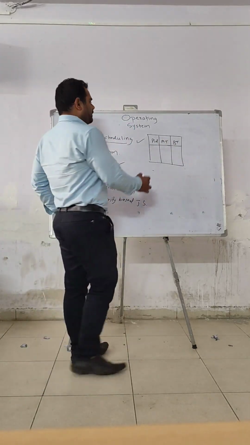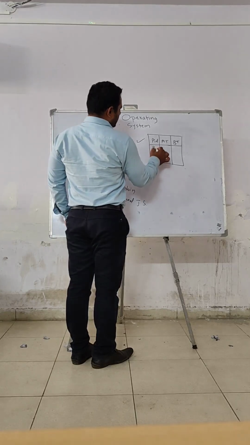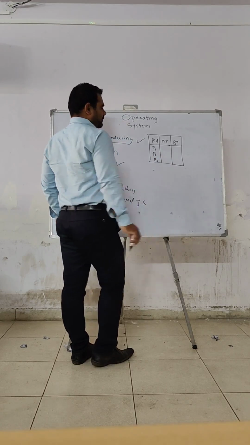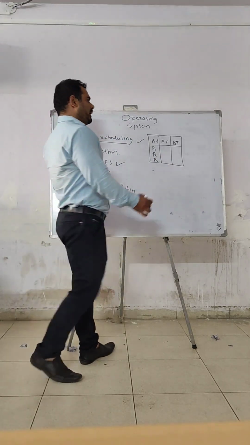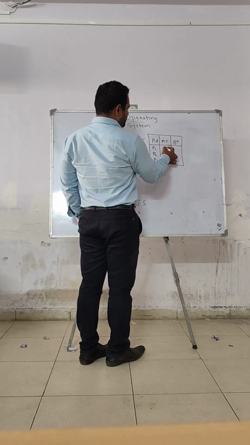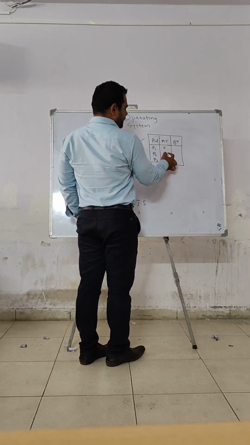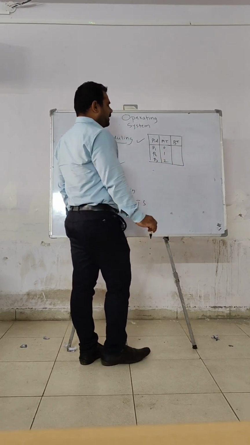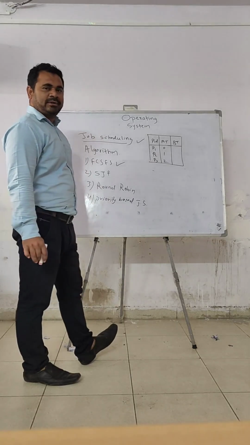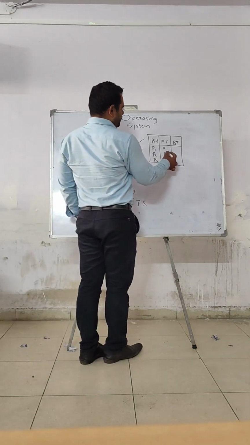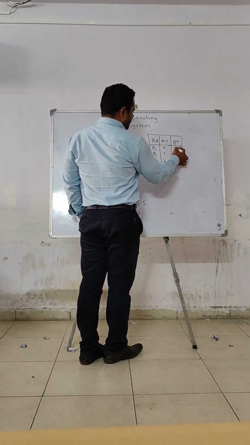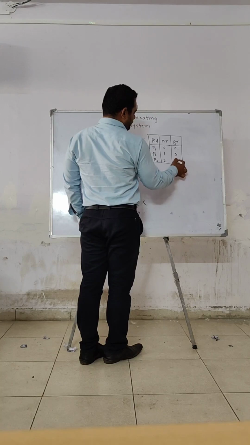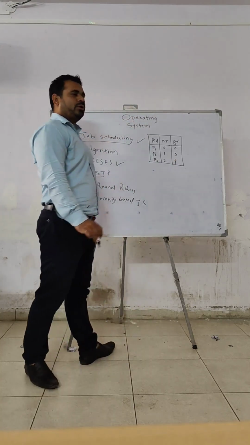We have three processes given here: process P1, process P2 and process P3. All processes have their arrival time. P1 has arrival time 0 millisecond, P2 has 1 and P3 has 2 millisecond. These processes also have their burst time. Process P1 has burst time 2 millisecond, P2 has 3 millisecond and P3 has 4 millisecond.